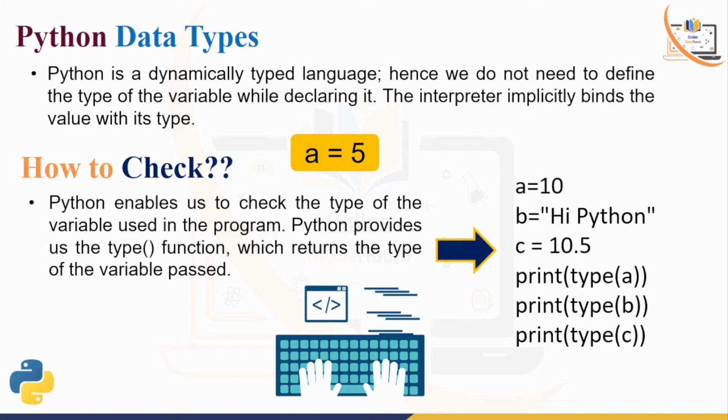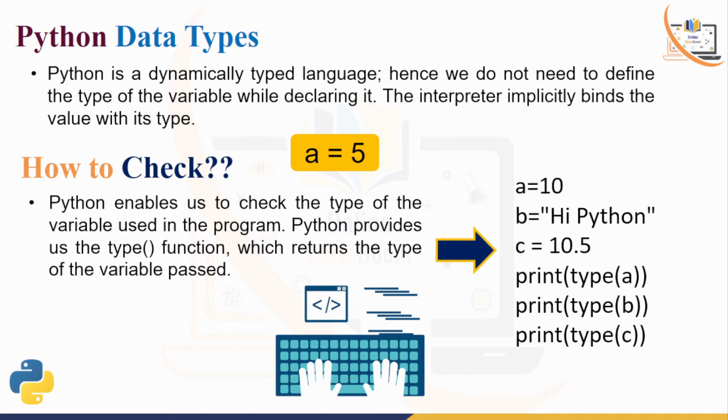Now print type of a. If we write the print function, and inside the print we call the type function, which is a predefined function in Python, and call it with a, then it will return integer. If we call it with b, it will return string, and if we call the type function with the variable c, then it will return floating point number.